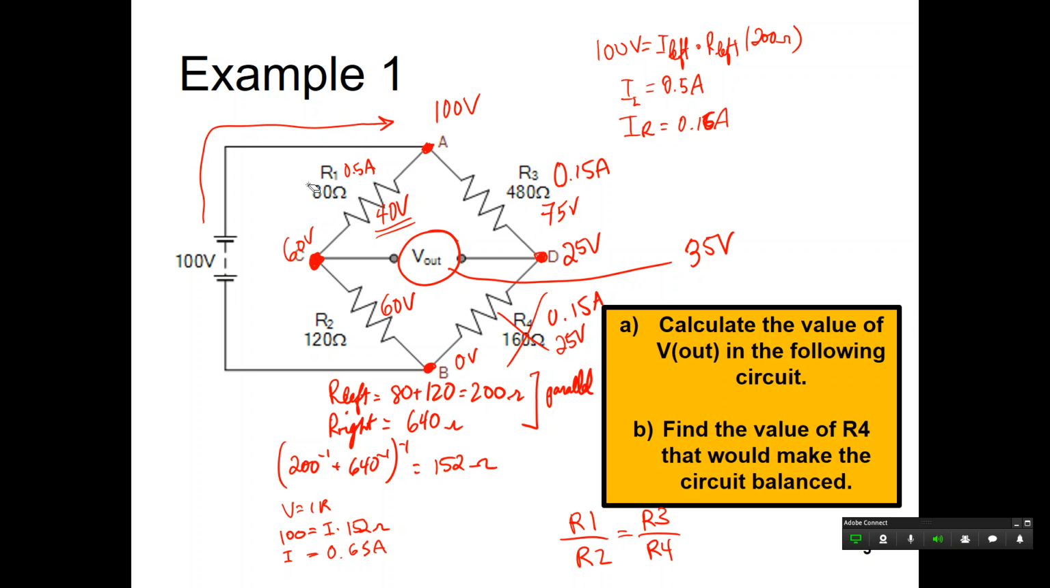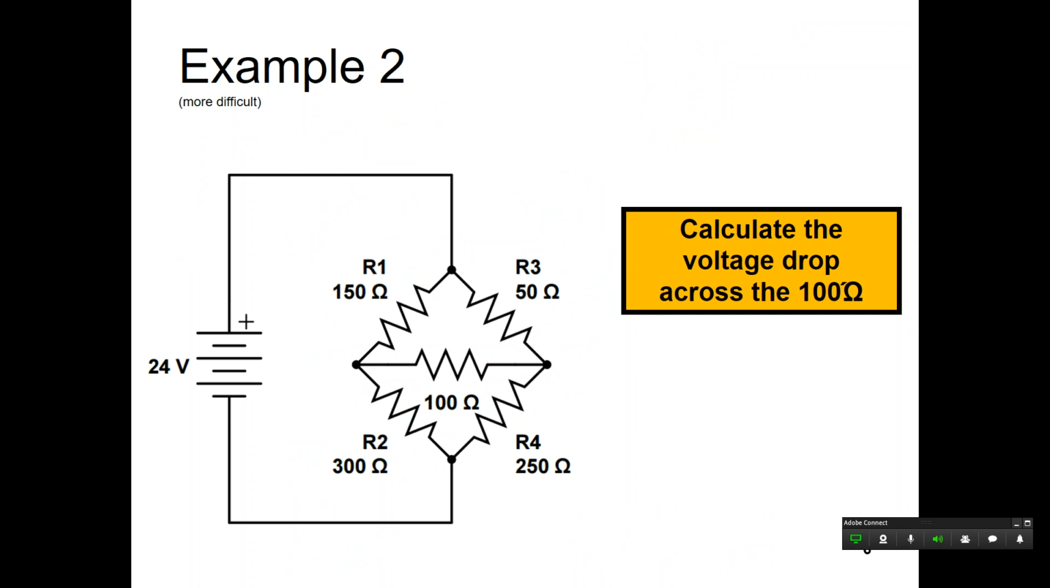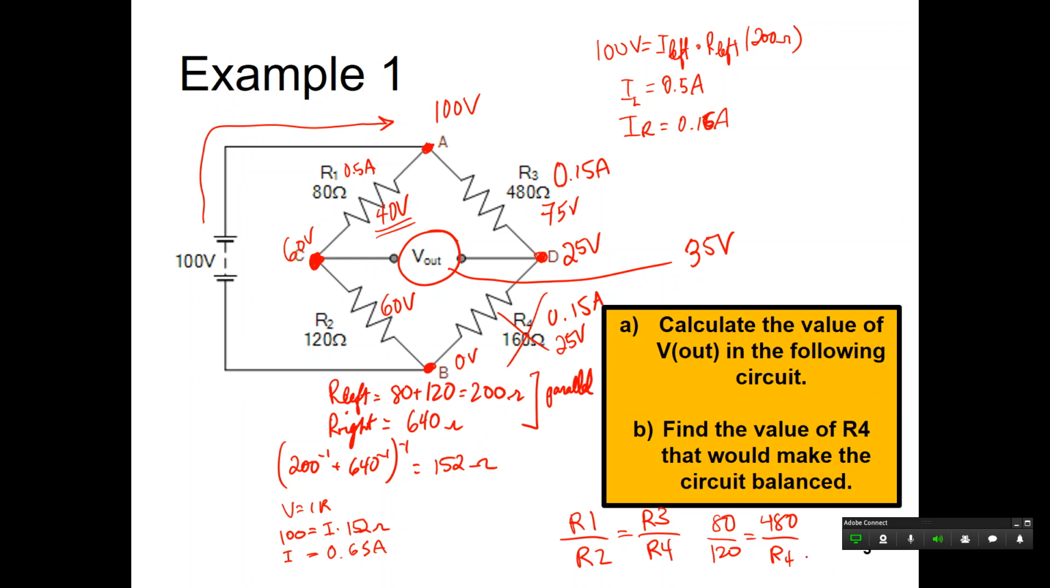So in this case, it's going to be 80 over 120 is equal to 480 over R4. And then R4 is going to be equal to, can someone do that? How much? 60? No, not quite. 720. So if I have a 720 ohm resistor at R4, my voltage across my bridge is going to be 0 volts. Very good.